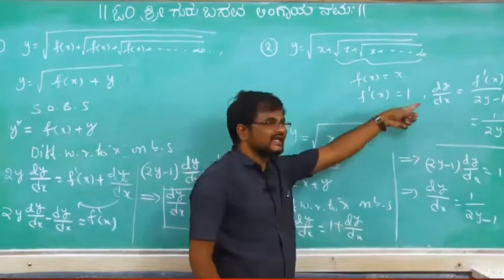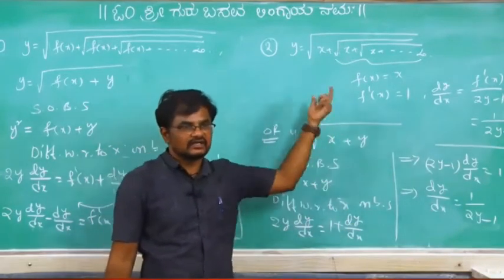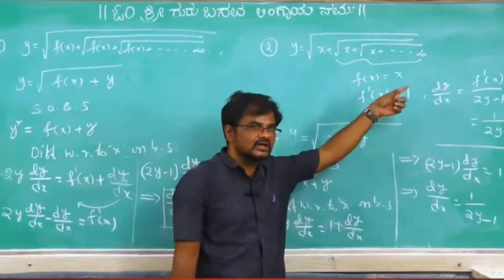Here x should be greater than 0, then only it exists. Under the root, you have to take a positive value. You got the same thing, okay?